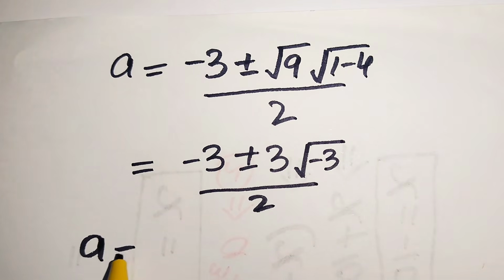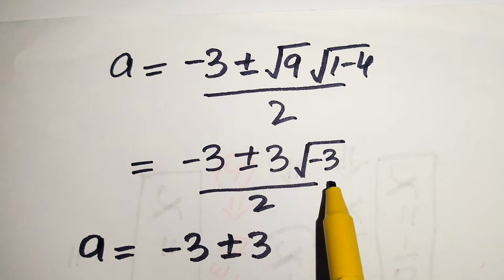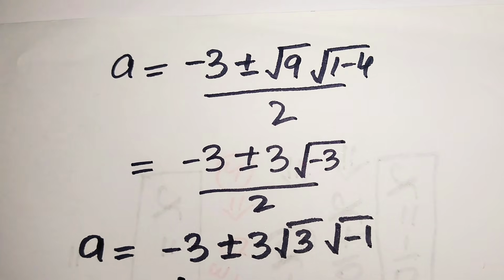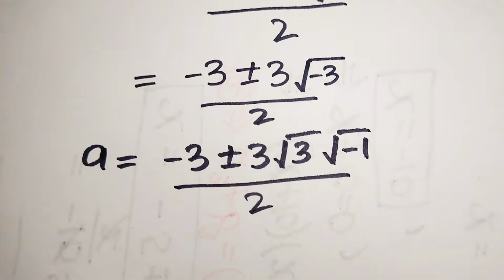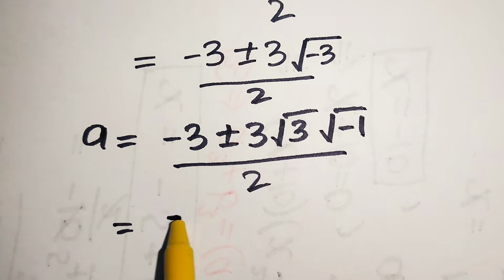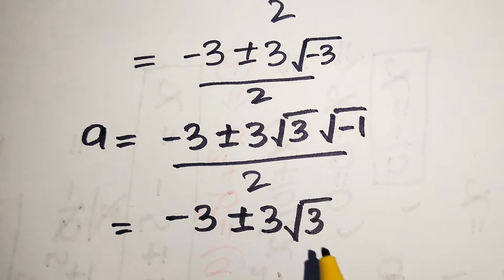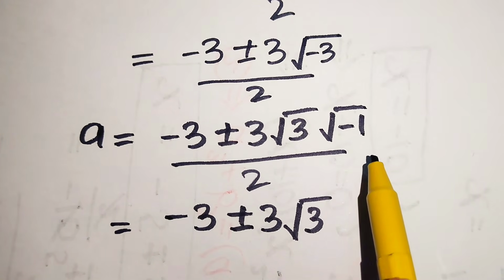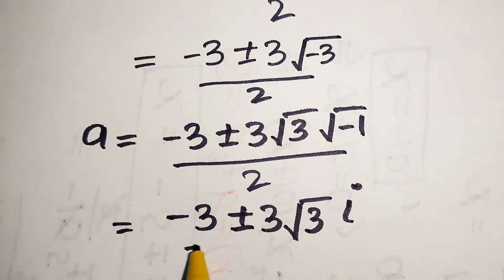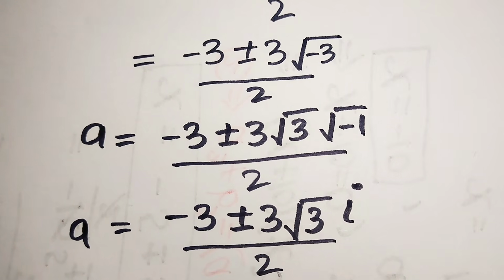And now in the next step we have minus 3 plus minus 3 times. Here we apply the square root separately on both of these two values, and we get the square root of 3 into the square root of minus 1, and it is divided by 2. And now in the final step, we will obtain minus 3 plus minus 3 times the square root of 3. And we know that when a negative sign appears inside the square root sign, this becomes iota, and it is divided by 2. So these are the two complex roots of the given equation.